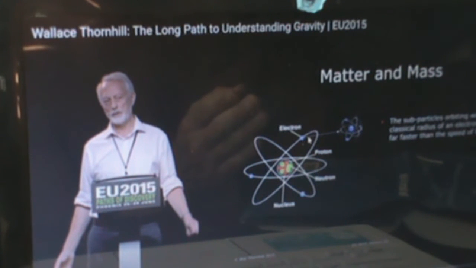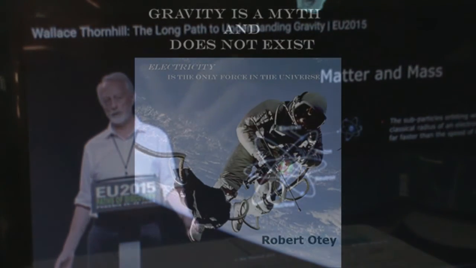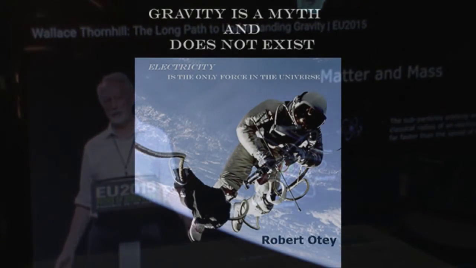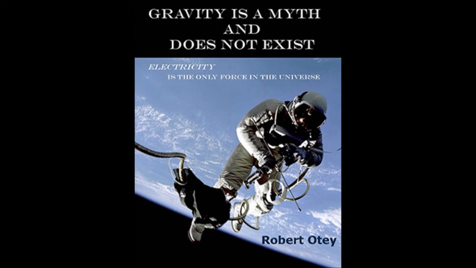So gravity is a misnomer, and this is a hard one for people to wrap their mind around, but check out the interview with Robert Otte. There's a bunch of them online. Check out mine, check out others, check out Red Ice Radio's Robert Otte, showing how what we call gravity is actually a symptom of electricity. And so the reason why objects are attracted to each other is not because of their mass, and it has nothing to do with their weight.